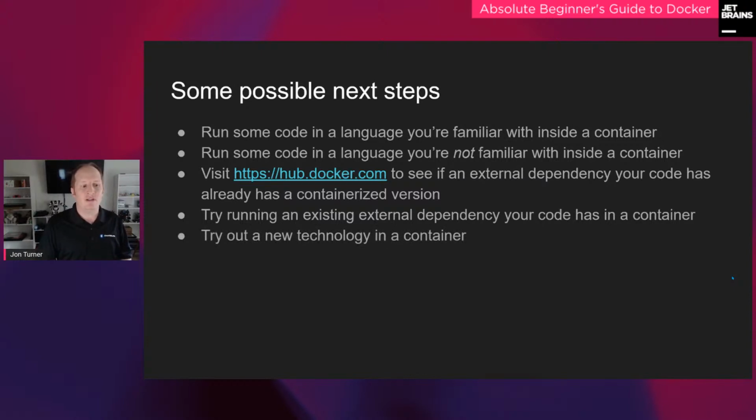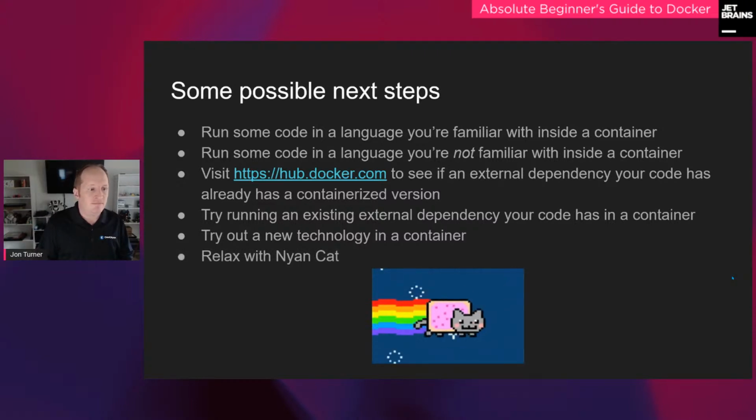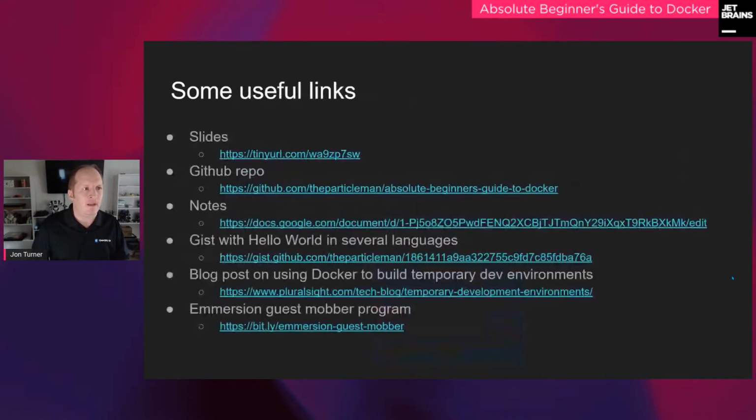Maybe you've always wanted to play with RabbitMQ or Kafka or Influx or something like that, but you have never gotten around to it. Again, you'd have to go and install it, and maybe you'd mess stuff up, and you'd have to remember to uninstall it when you were done. Go try to run one of those things inside a Docker container, and just play with it a little bit. And finally, at the very least, just go install Docker and hang out with NeonCat. You can always do that.